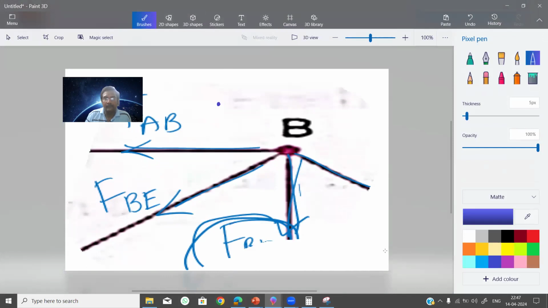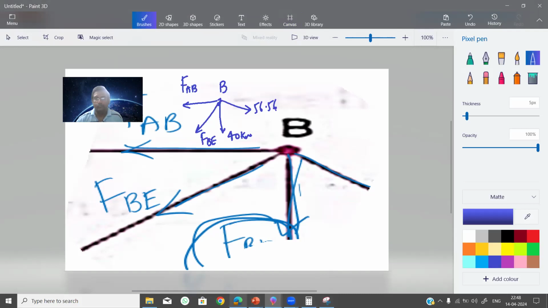Yes. This is joint B. On the left side, I am having FAB. In this side, I am having FDE. On the downside, I am having 40 kilonewton. And in this direction, I am having FBC. What is the value of FBC? 56.56. Right?